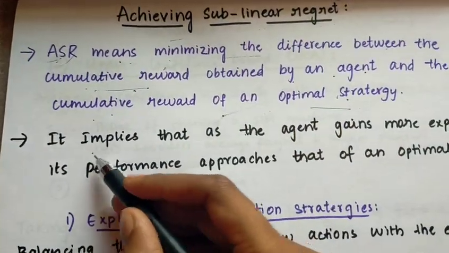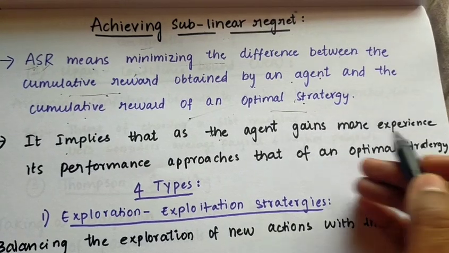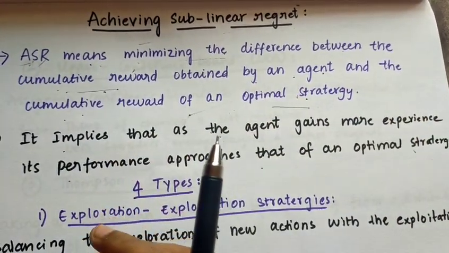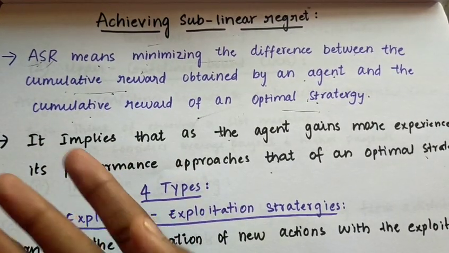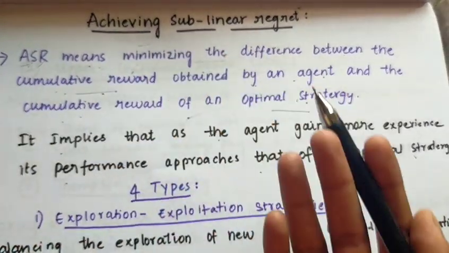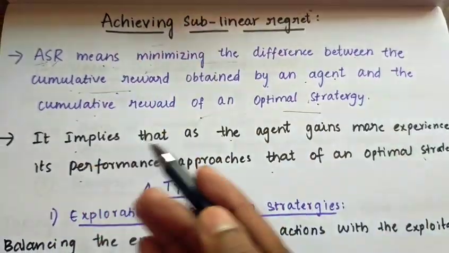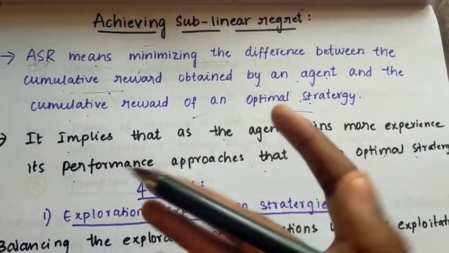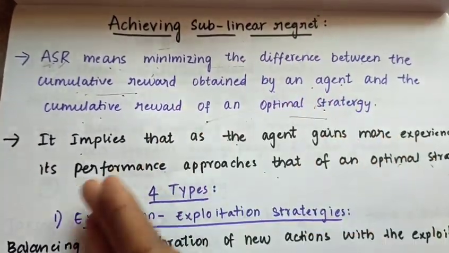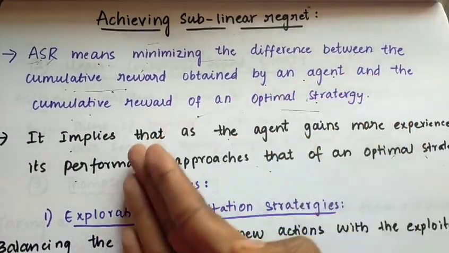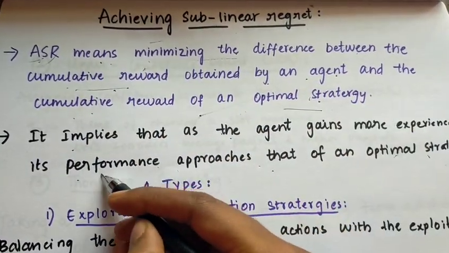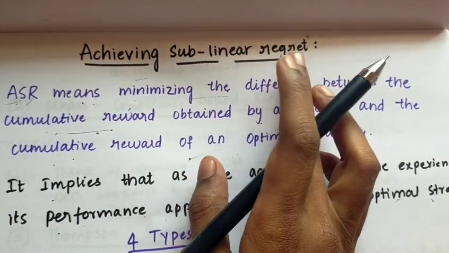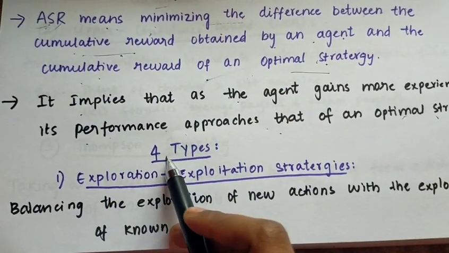Clear? Now it implies that as the agent gains more experience, its performance approaches that of an optimal strategy. Let's take a customer: if he wants to gain more experience, then his performance will increase, right? Its performance approaches that of an optimal strategy. So which path or strategy he has to follow, he will know according to the experience and the performance. This is nothing but achieving sublinear regret. Now let's see, there are basically 4 types.